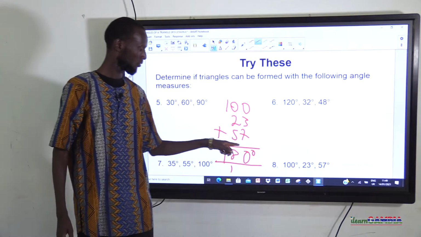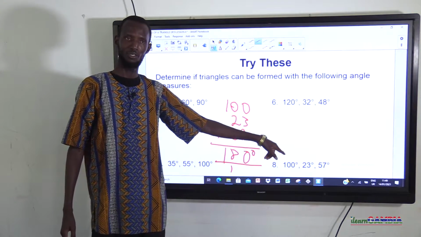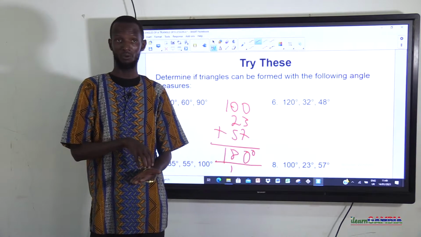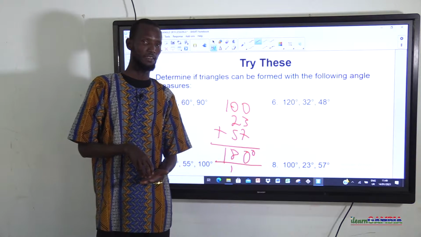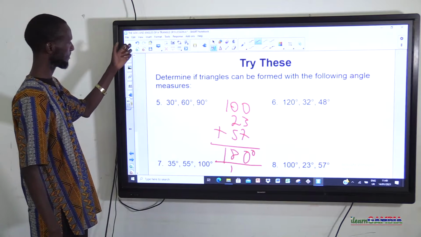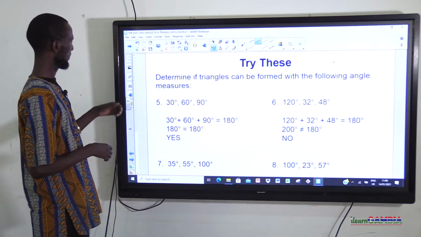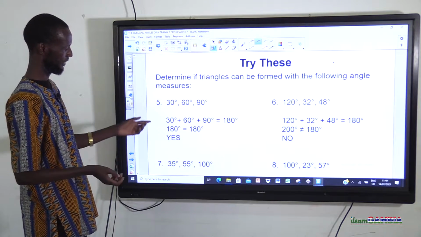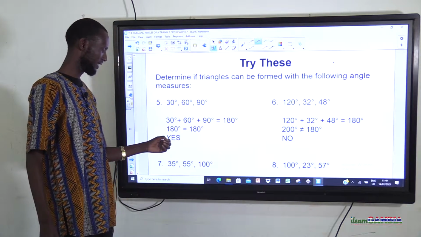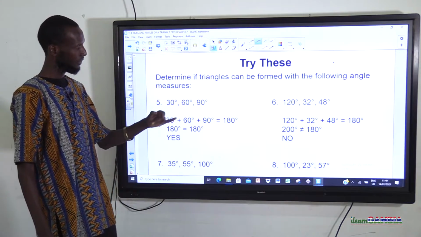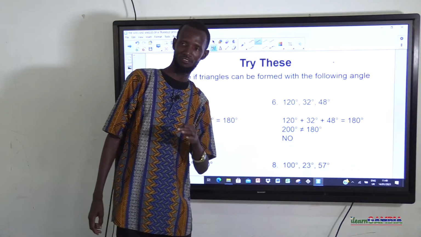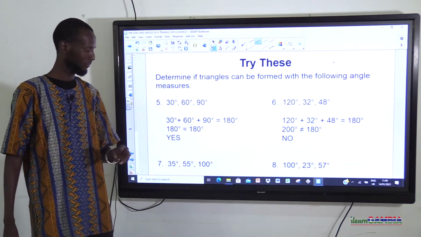So we can conclude that 100 degrees, 23 degrees, and 57 degrees form a triangle. These are the angles of a triangle. Why? Because their sum is exactly 180 degrees, okay? This was just a confirmation here that when we added these three angles, we got 180, so we say, yes, it's a triangle. We added up these other angles, we got 200. No, it's not a triangle because 200 is not equal to 180.